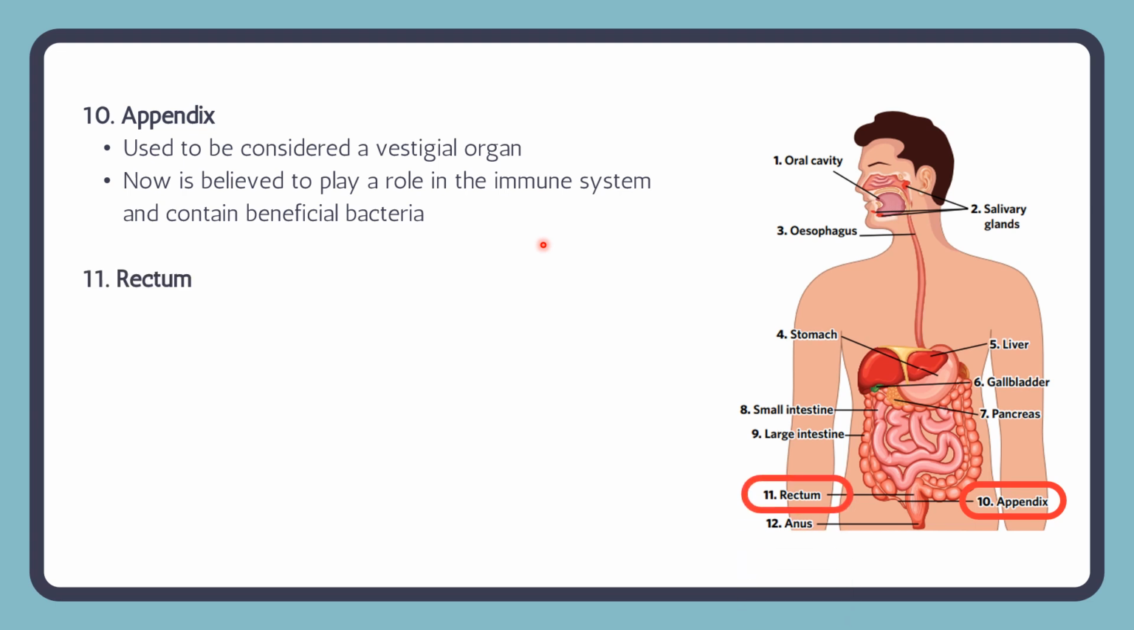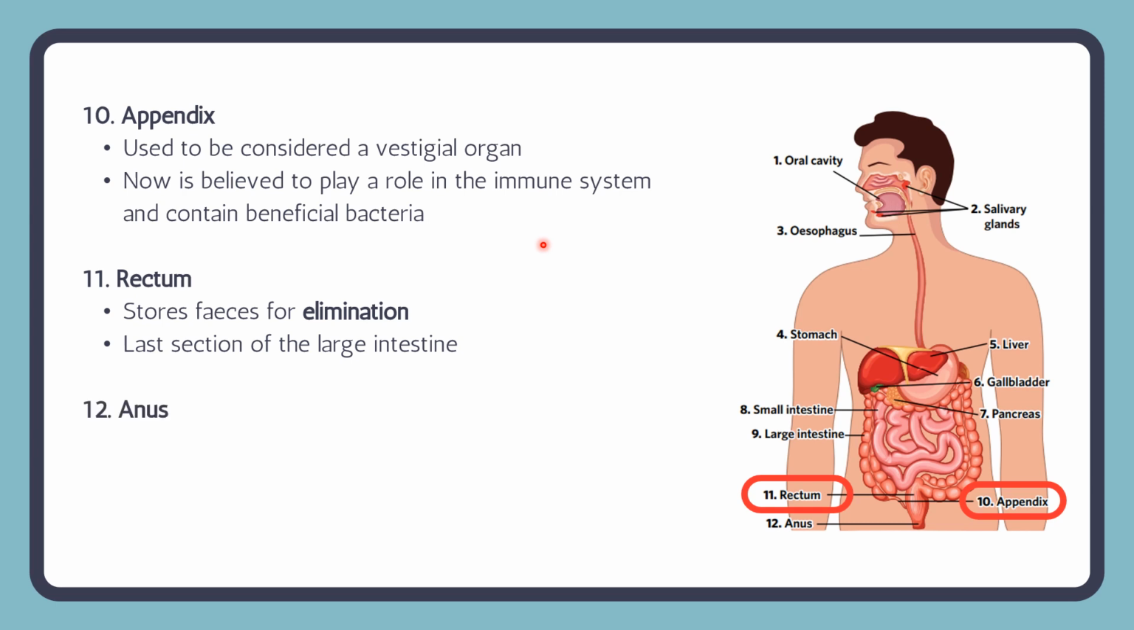And then we have the rectum, so that's that last part. It stores feces for elimination. So this is the last section of the large intestine. This is where feces is stored before you go to the toilet. And then lastly, the anus, which is the site of elimination of feces. The feces leaves your body here into the toilet, and digestion is done.